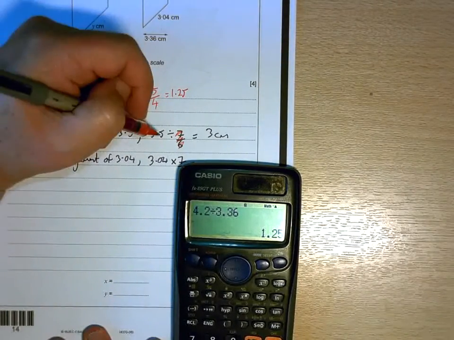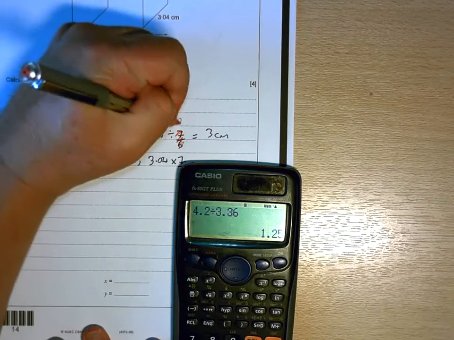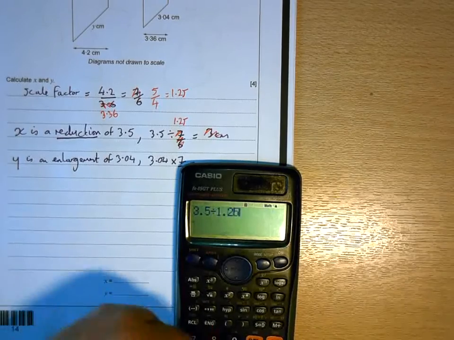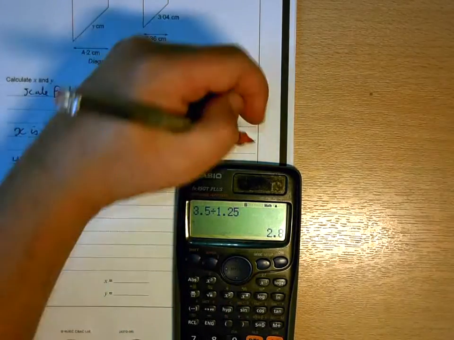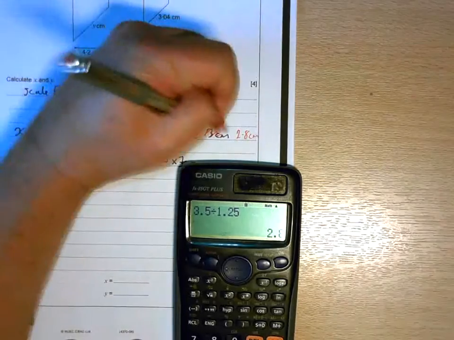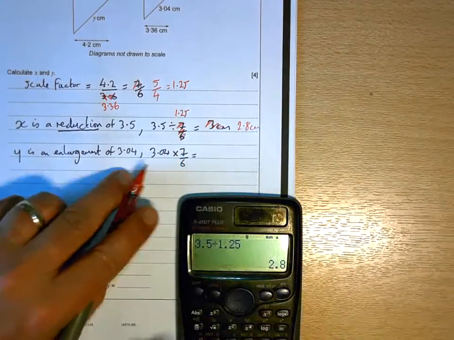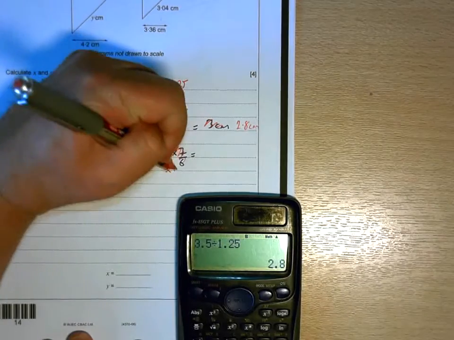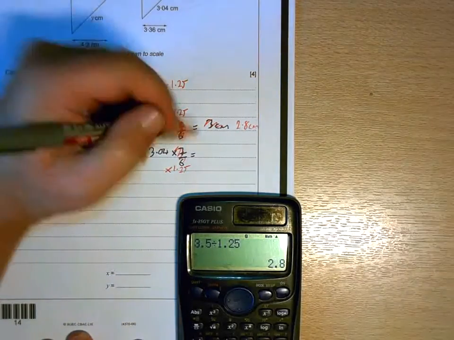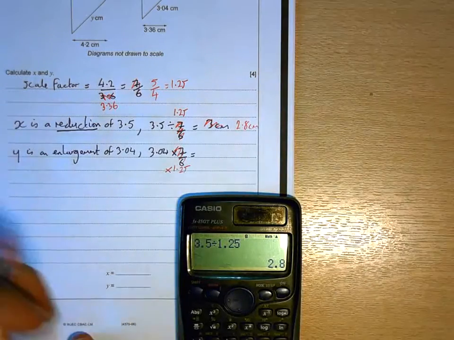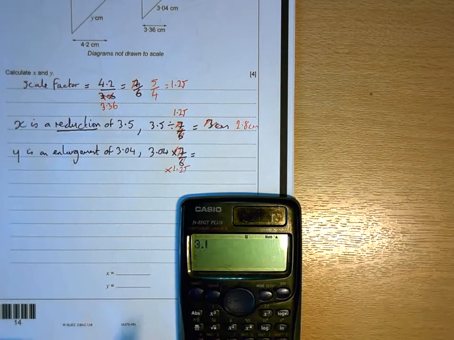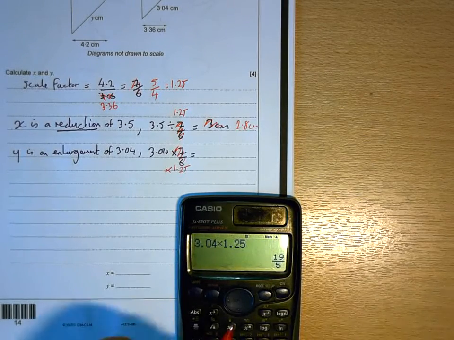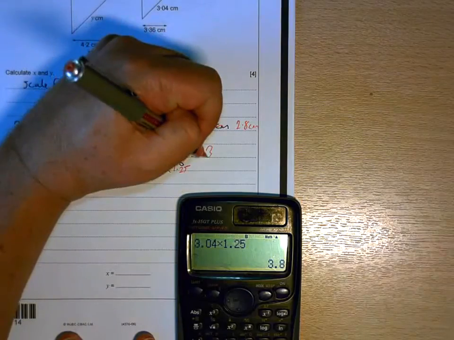So here we're not dividing by 7/6, we're dividing by 1.25. 2.8 centimeters. And here it's going to be 3.04 times 1.25, which equals 3.04 times 1.25, 3.8 centimeters.